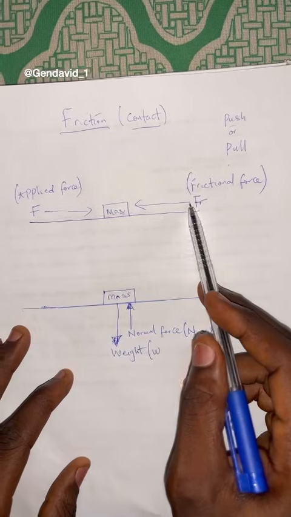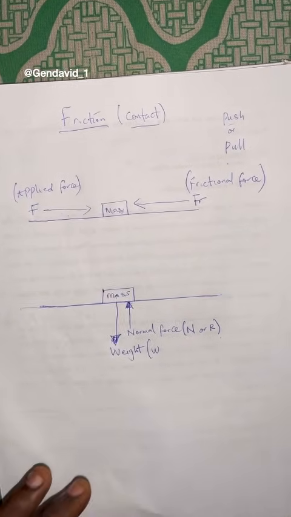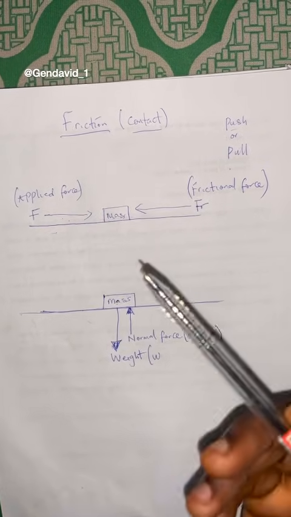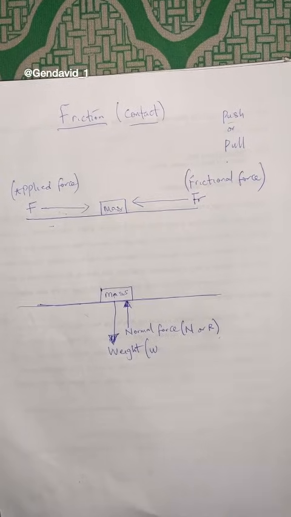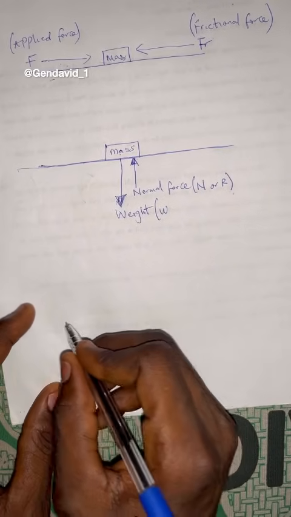And as the object goes like this, the frictional force will oppose it back like this. So that is the reason why we say the frictional force opposes the what? The motion of an object or the motion of a body. Now let's proceed. I've not started the step right yet, so please follow me.